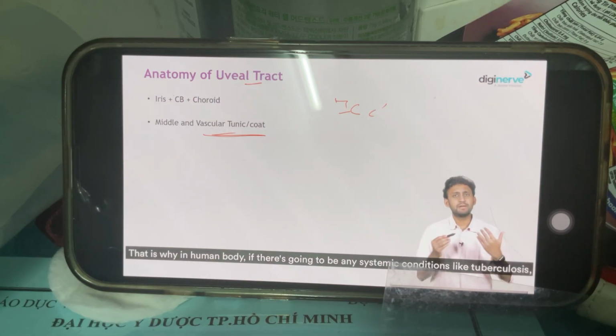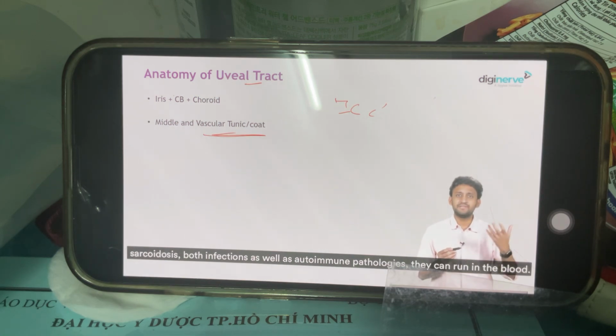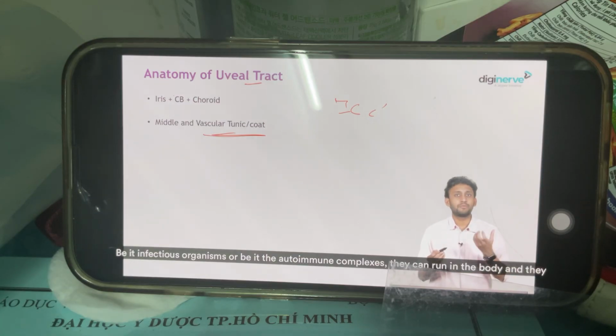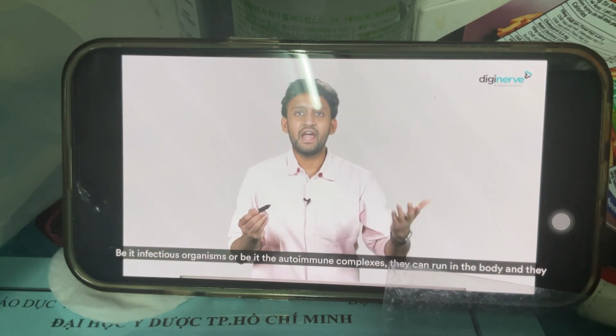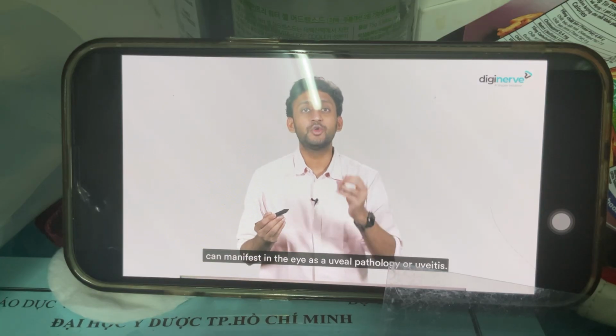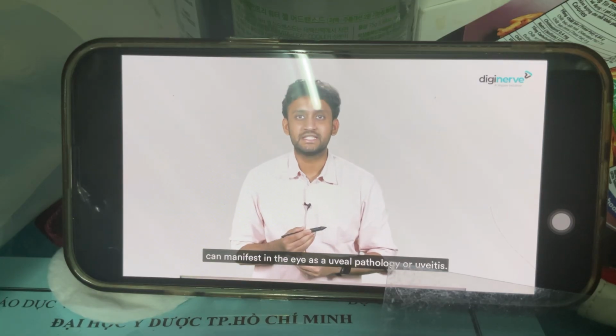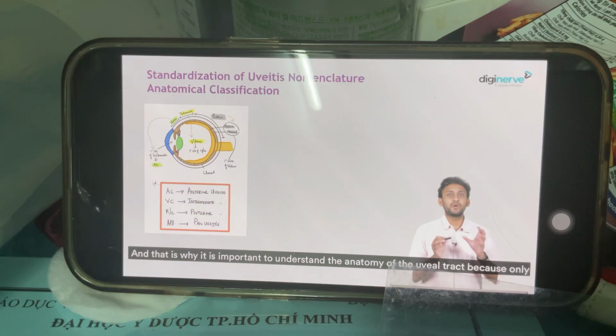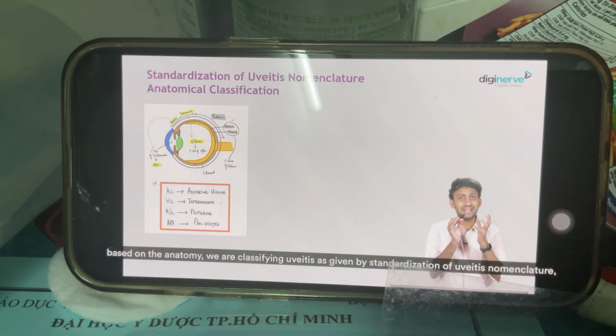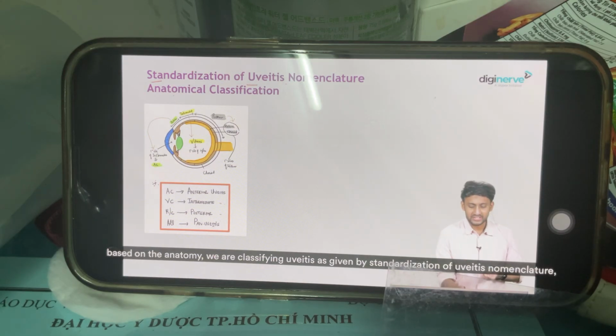That is why in the human body, if there are any systemic conditions like tuberculosis, sarcoidosis, both infections as well as autoimmune pathologies, they can run in the blood, be it infectious organisms or autoimmune complexes. They can run in the body and manifest in the eye as a uveal pathology or uveitis. That is why it is important to understand the anatomy of the uveal tract, because only based on the anatomy we are classifying uveitis as given by the standardization of uveitis nomenclature.